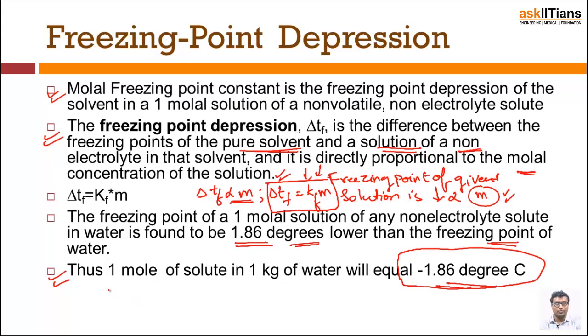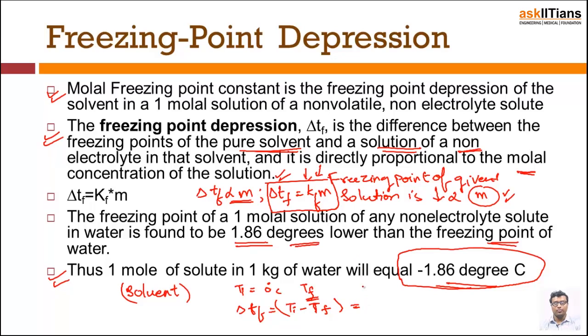Generally, the solvent you consider for this concept of colligative properties is water. Water's initial freezing point will be 0 degrees centigrade, and if you want to know the final freezing point, because of the depression, delta Tf will be, remember, not final minus initial, but initial minus final.